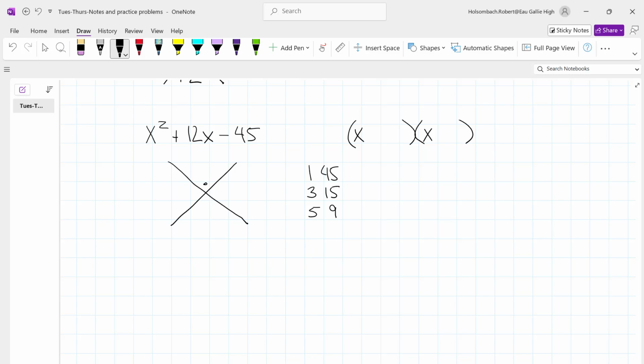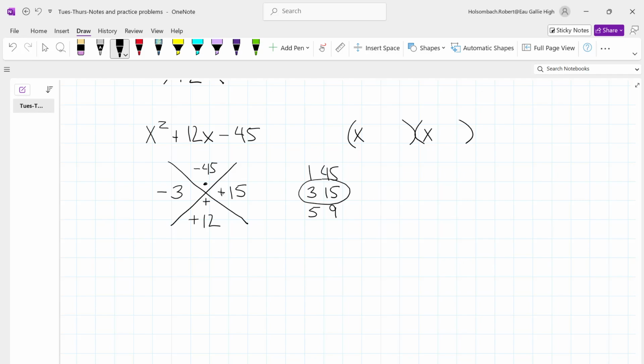So we need two values that multiply to negative 45, and they add to positive 12. So look, if our C term is negative, we have to have a positive and a negative factor. But our middle term is positive, so our larger factor needs to be positive. And this 3 and 15 are the only two values that we can get to a 12 with. So we've got a 3 and a 15. And if the middle term's positive and our larger factor needs to be positive, then our other factor needs to be negative because we're multiplying to the negative 45.